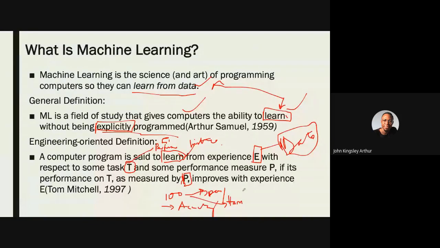Okay. So practically, this is what machine learning is all about: creating hardware or software that is able to learn from given data to achieve a specific task.